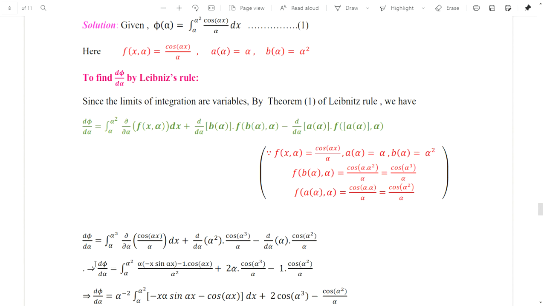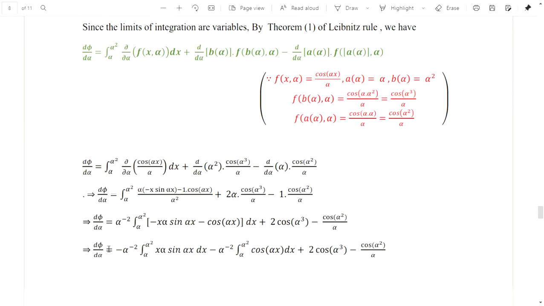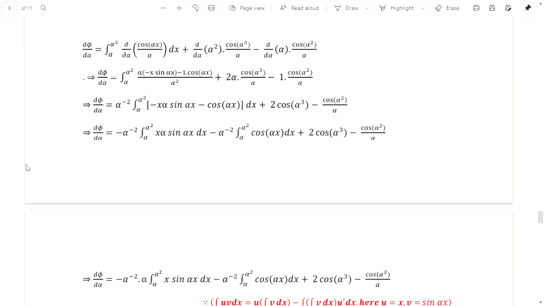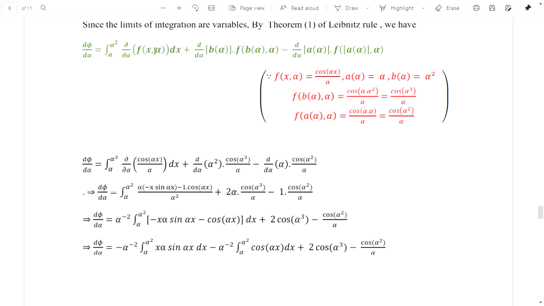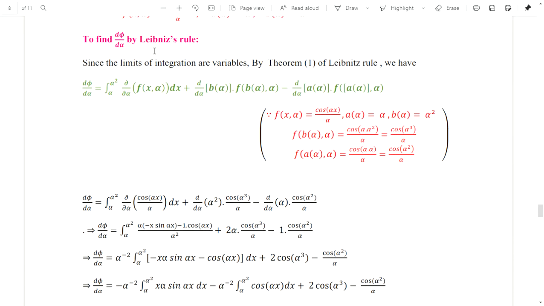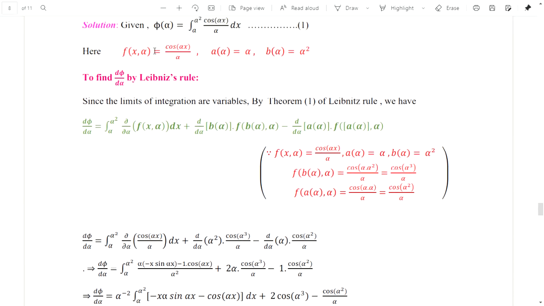d phi by d alpha is equal to integral of alpha to alpha square dou by dou alpha of f of x comma alpha. f of x comma alpha is nothing but cos of alpha x by alpha. So dou by dou alpha of f of x comma alpha, that is cos of alpha x by alpha into dx, plus d by d alpha of b of alpha. b of alpha is alpha squared.